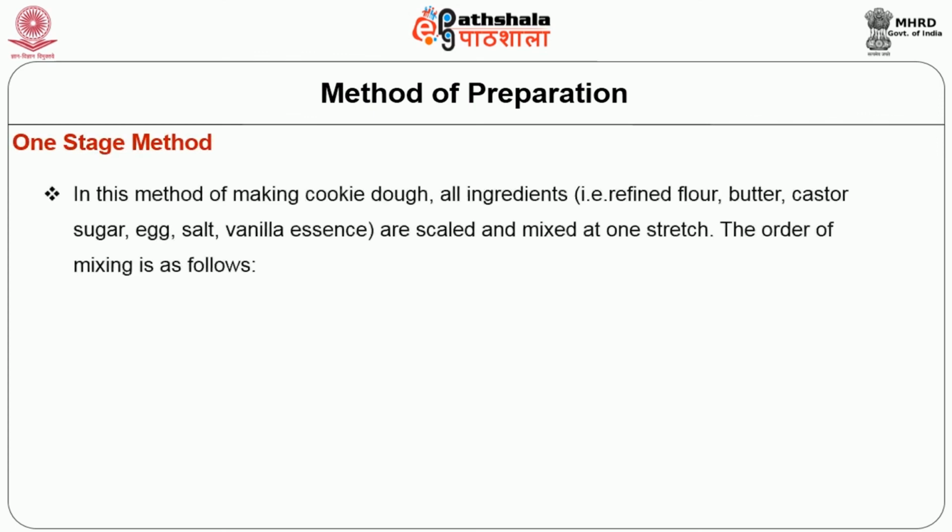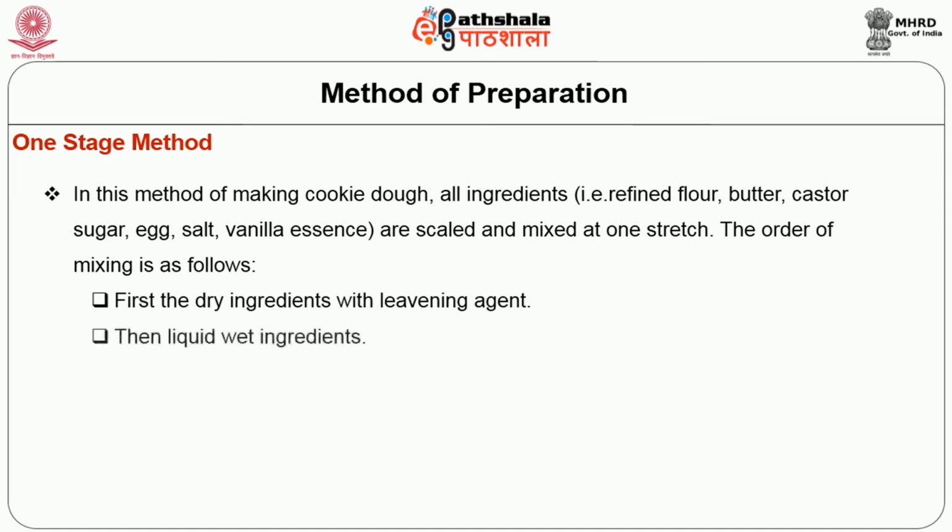In this method of making cookie dough, all the ingredients like refined wheat flour, butter, castor sugar, egg, salt and vanilla essence are scaled, that is weighed, and mixed at one stretch. The order of mixing is as follows. First, dry ingredients with leavening agent, then add liquid, that is the wet ingredients. After that, add flavoring, and finally nuts and choco chips if any.